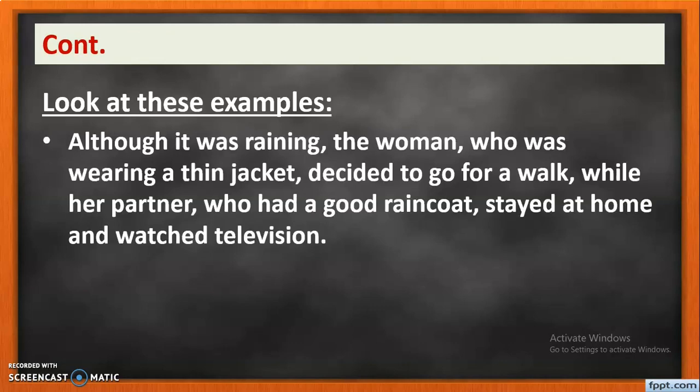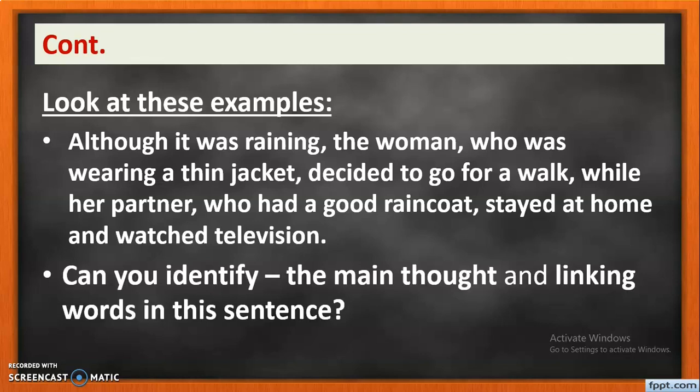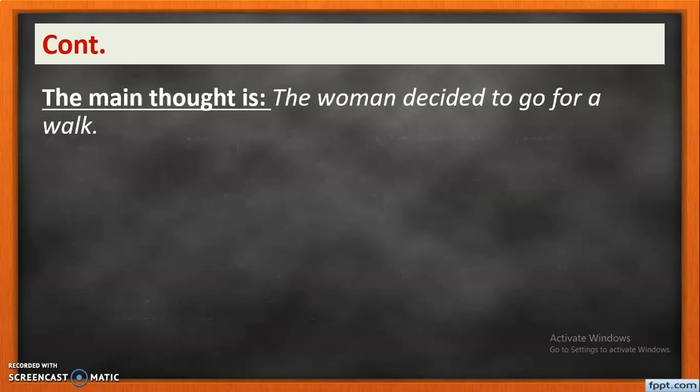Look at these examples. Although it was raining, the woman who was wearing a thin jacket decided to go for a walk, while her partner who had a good raincoat stayed at home and watched television. Let me give you just a fraction of a second. Can you identify the main thought and the linking words used in this sentence? Of course, this is how it can be said.